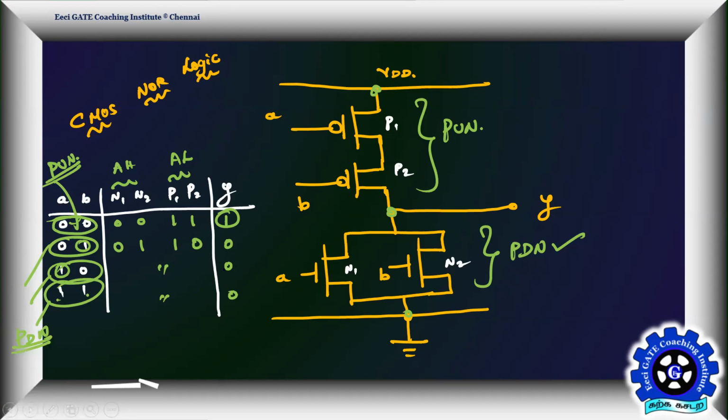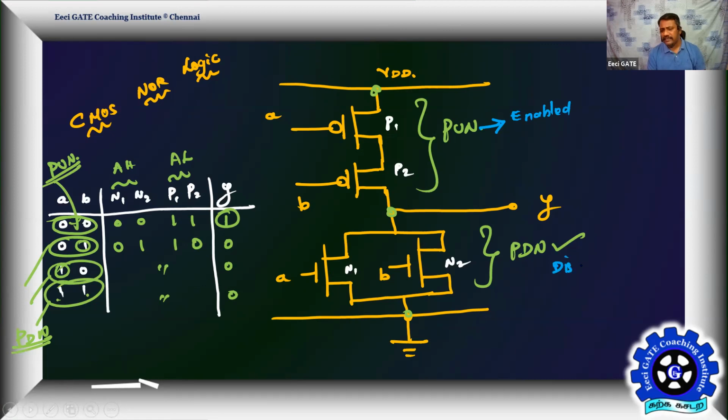Yes, sir. What is the important point? When pull-up network is enabled, the pull-down must be disabled. Correct? When this is enabled, this must be disabled. Agree? All of you getting? Enable means it is connected to Y. Disable means it is not connected. So when it is enabled, this is disabled. When this is disabled, this is enabled. Agree? All of you getting?